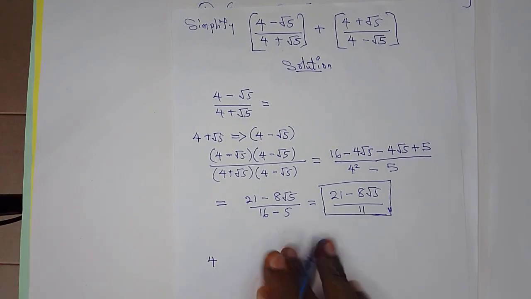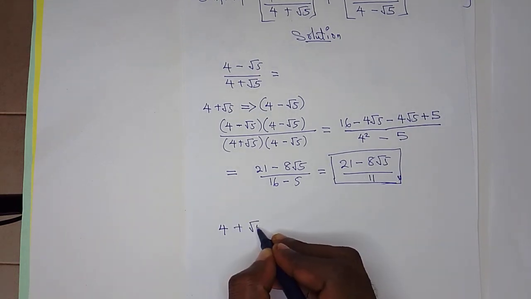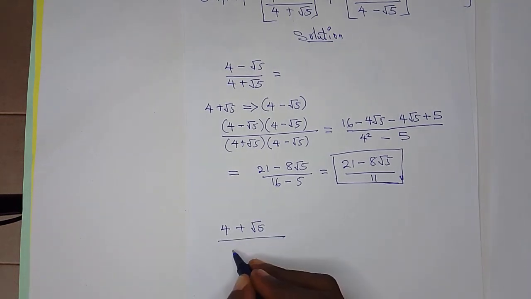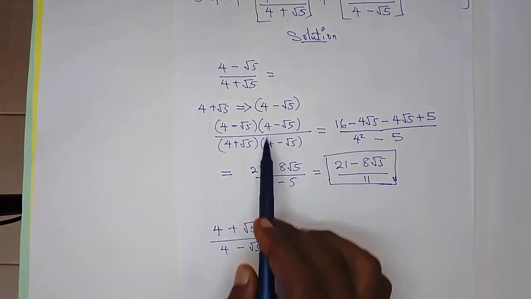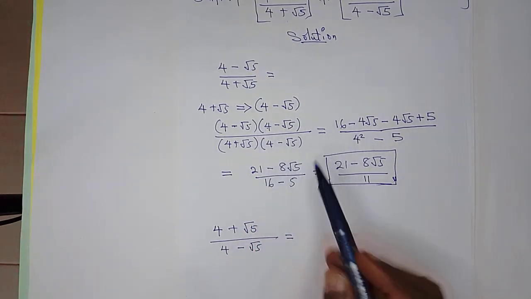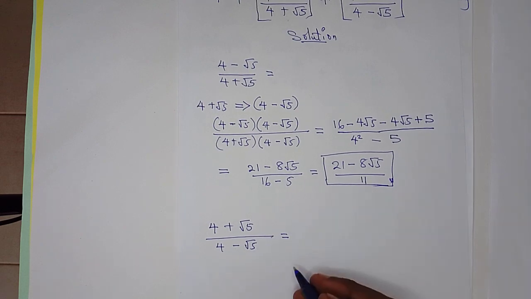So we have 4 plus root 5 all over 4 minus root 5. So use that same technique, the same method we used in this one. So what do we do? Find the conjugate of the denominator. If the denominator is 4 minus root 5, the conjugate is going to be 4 plus root 5.